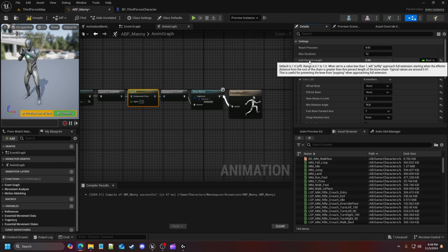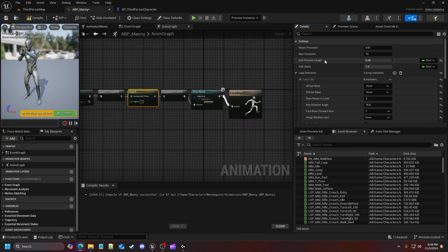Then here we go, a proper explanation for the soft percent length. I remember setting it to 0.99. This softens the leg stretch when the IK tries to move the foot to a target. At 0.99, the leg is near fully stretched, but not quite 100%. This prevents the leg from looking too rigid or unnatural when it reaches. And then we have the soft alpha, which controls the strength of the soft length. A value of 1 means it is fully applied. Lowering this would reduce the effect of softening, making the leg behave more like a stiff rod.